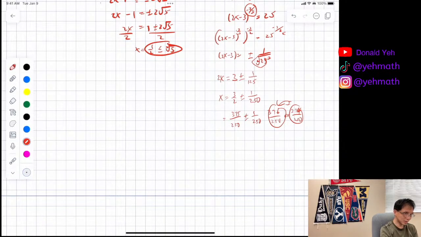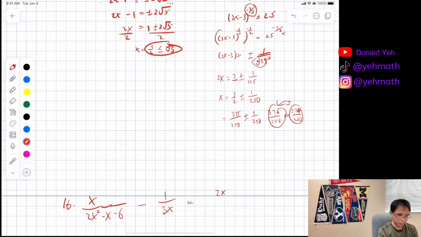Number 16 says: x over 2x squared minus x minus 6, minus 1 over 3x, equals 2 over x squared minus 2x. 2 over what? x squared minus 2x.